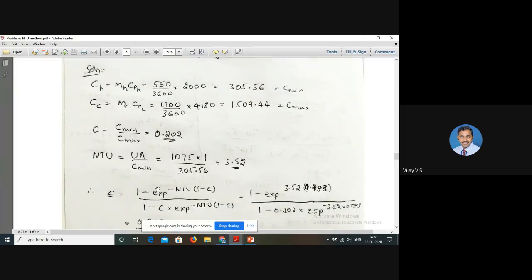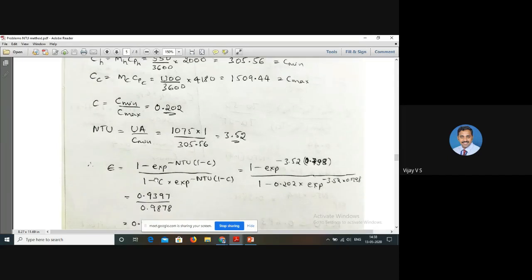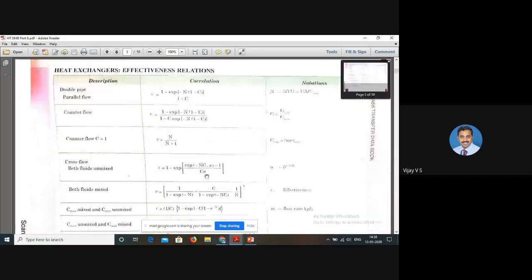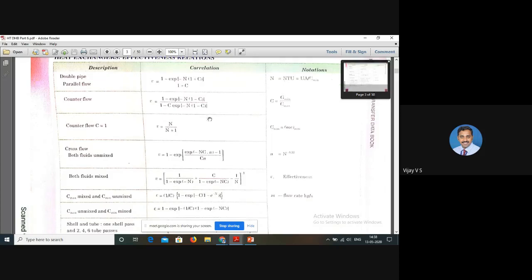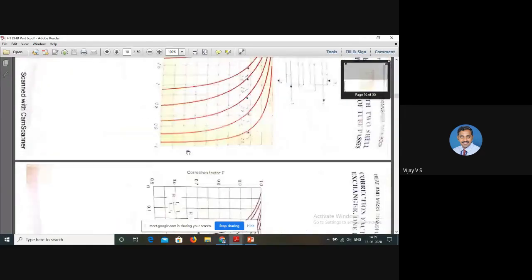So for counter flow, what is the effectiveness formula? I have to use this, 1 minus e power minus NTU. It is available in the data handbook. So here for counter flow the effectiveness formula is available, right? But instead of going for the formula, if you use this formula method, it is time consuming. So I will go with the graphical method.